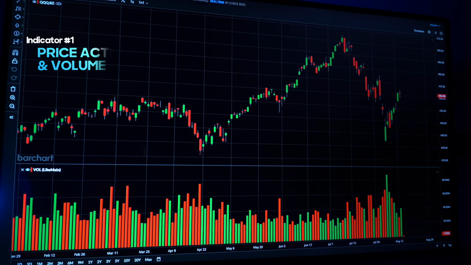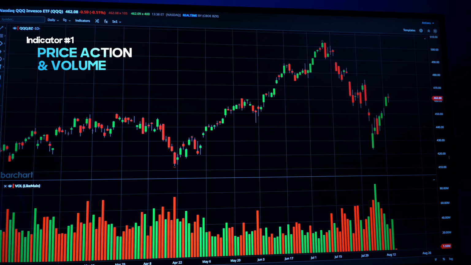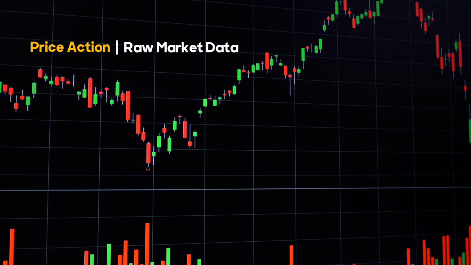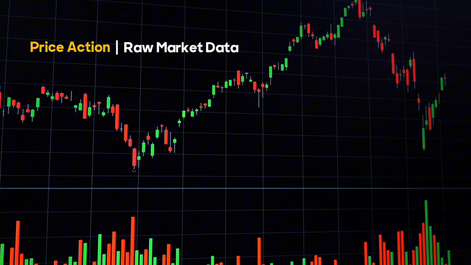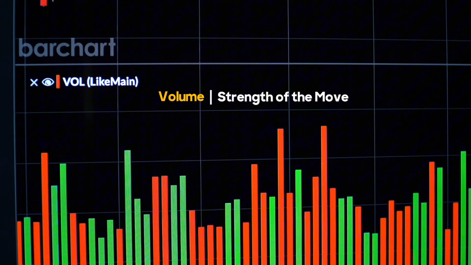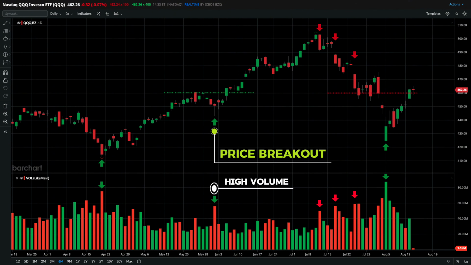Let's start with two key components for traders and investors: price action and volume. Price action refers to how a stock's price moves over time without indicators. It's a raw look at the market. Volume, on the other hand, shows how much of a stock is being traded. Together, they help you gauge the strength of a move.